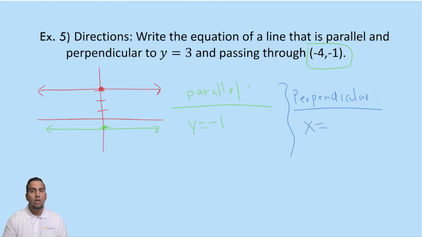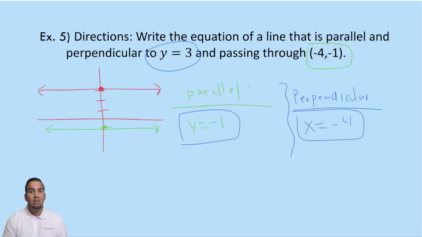So how would I want you to memorize this? They already gave me y equals 3 as my original equation. Parallel will be the same, so that's why my answer is y equals -1. But perpendicular is the opposite. The opposite of what? The opposite of y. Opposite of y is x, and that's why my answer is x equals the x part of the coordinate that they want us to pass through, which is -4. And that's my answer for perpendicular.